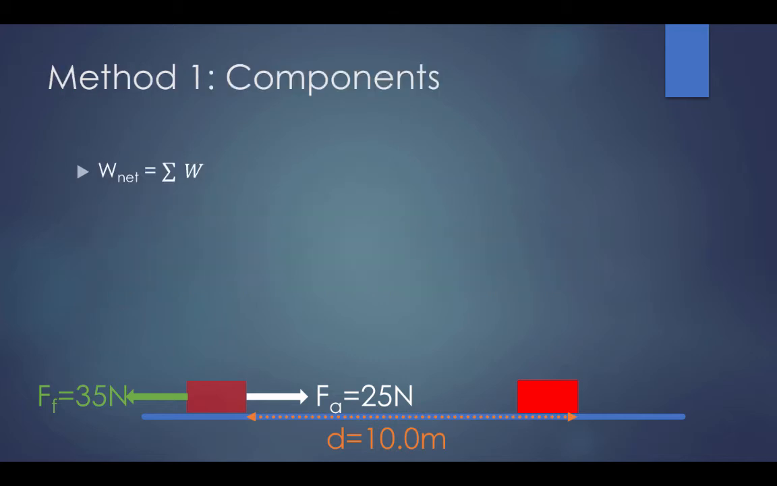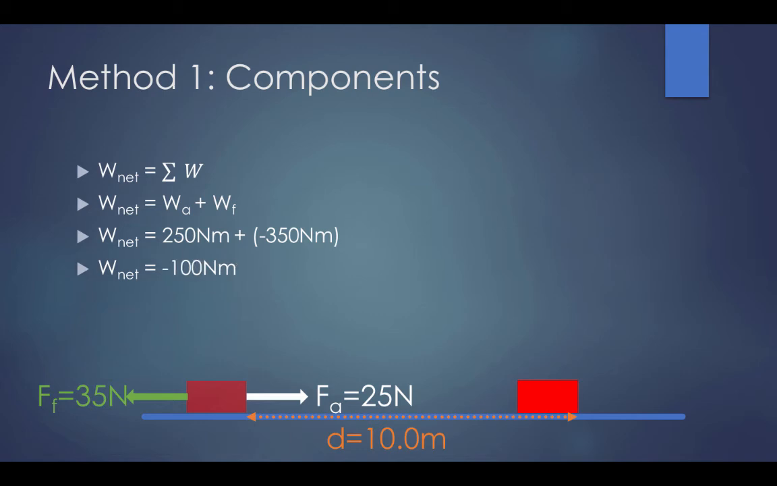Using the component method, we see that net work equals the sum of all work on the block, which is work applied plus work friction. That's 250 plus negative 350. Net work is minus 100 newton meters, or equivalently minus 100 joules.